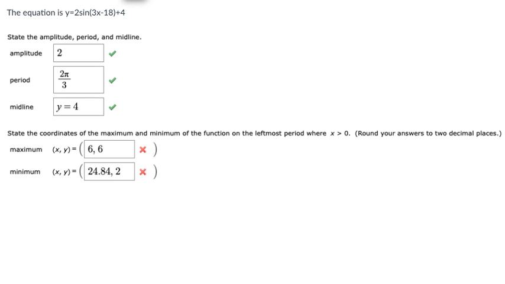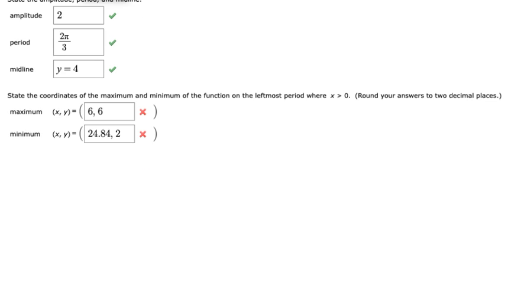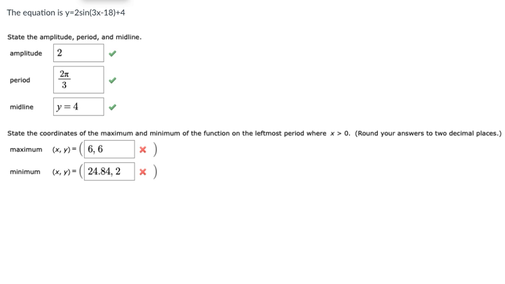Okay, in this problem we have y equals 2 times sine of (3x minus 18) plus 4. So this is correct. The amplitude here is 2. That's this number right here, the positive of that number, which is 2.